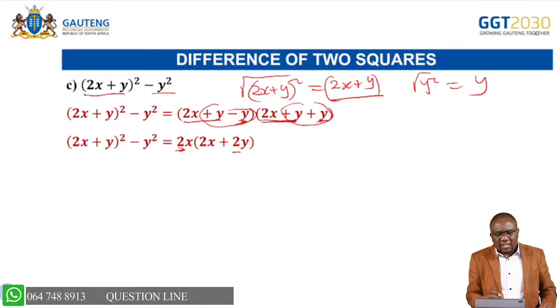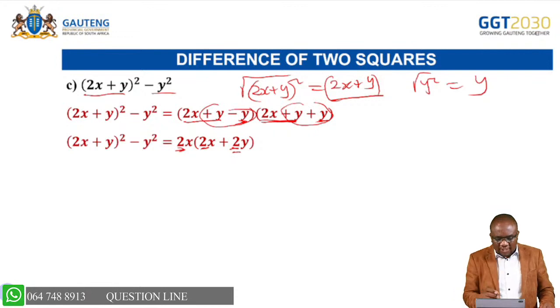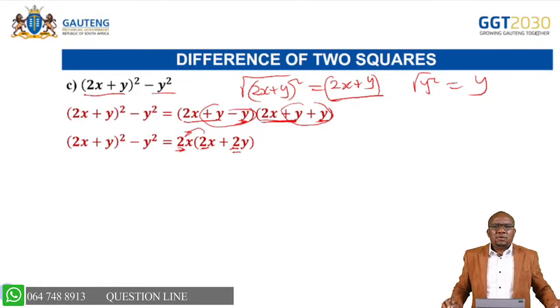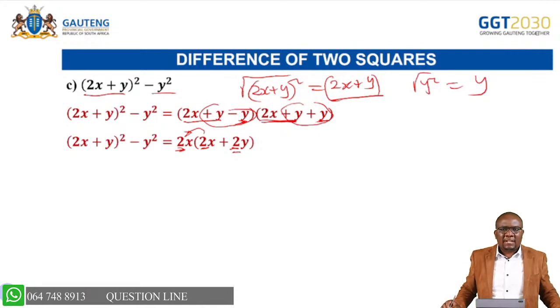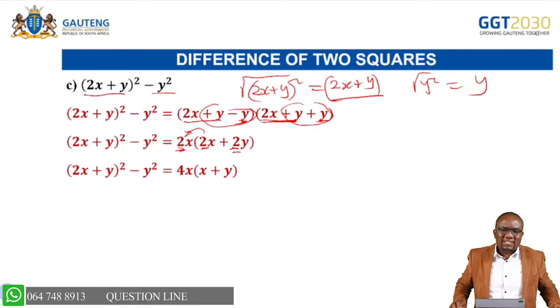But now in the bracket we've got something common, which is 2. We can still factor it out so that it joins that 2x. What is 2x times 2? It is 4x. Then you have your answer like this. Remember, we have to fully factorize. That is the difference of two squares.